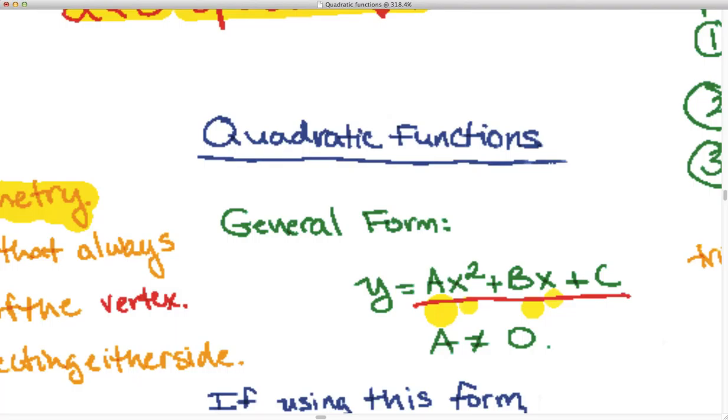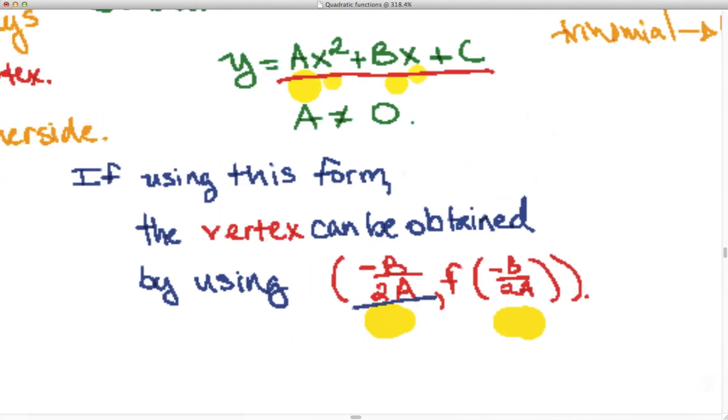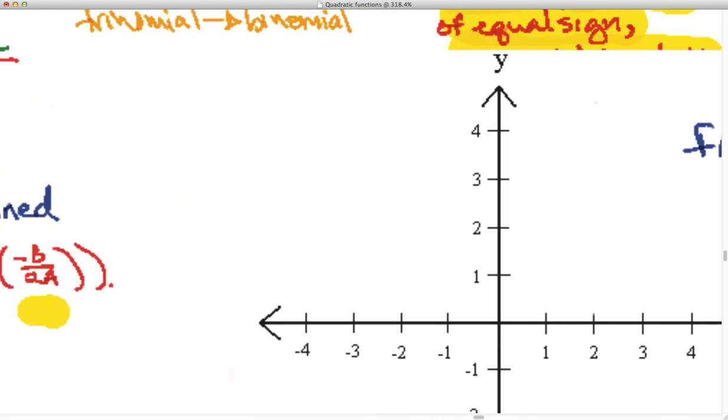And if we're in our general form, to find that vertex, you use this specific formula here, where it's minus b over 2a. And then to get the y value, you just plug back in what your x value is into your function everywhere you see an x. All right? So let's see it in action is the best way to do it.